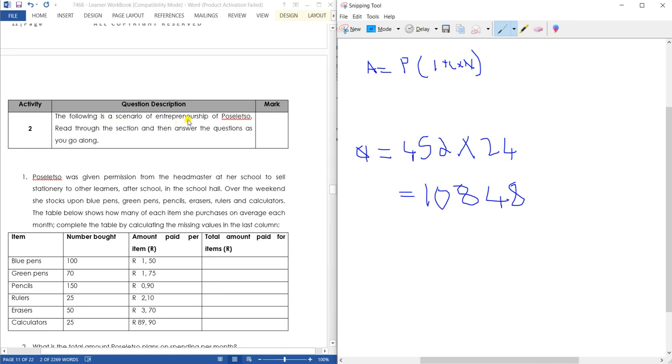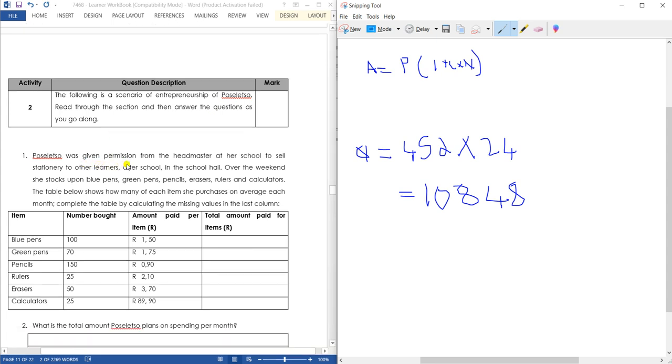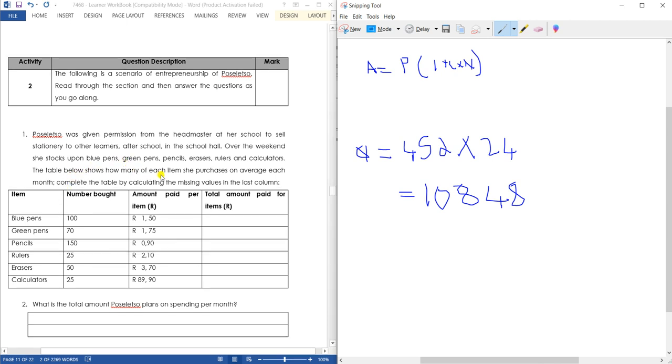Moving on to number two. The following is a scenario of an entrepreneurship of Puseletso. Read through the section and then answer the questions as you go along. Puseletso was given permission from the headmaster at her school to sell stationery to other learners after school in the school hall. Over the weekend, she stocks up on blue pens, green pens, pencils, erasers, rulers, and calculators. The table below shows how many of each item she purchases on average each month. Complete the table by calculating the missing values in the last column.